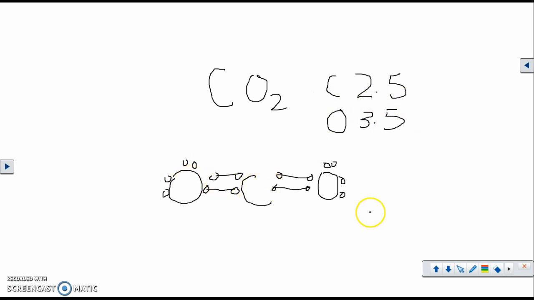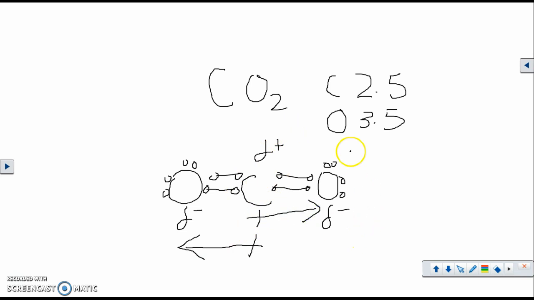So what we're going to do is draw those symbols that we had drawn before. We're going to put partial negative on both oxygens, and a partial positive on carbon. Again, recall that dipole moments always go towards the more electronegative element. So I'm going to draw one on that side, and one going the other side here as well. So there is a dipole moment. The bonds between carbon and oxygen are actually polar.